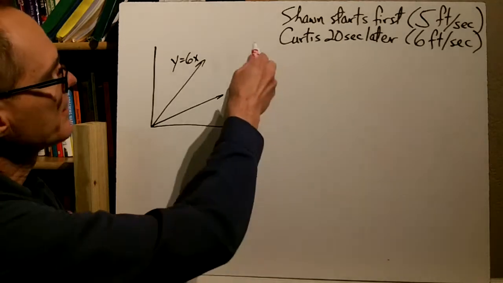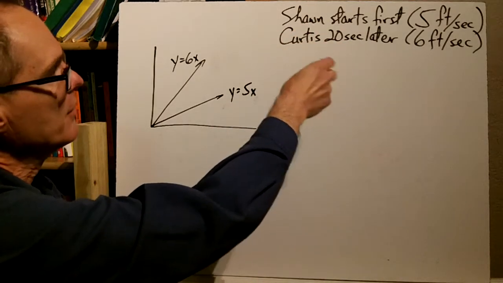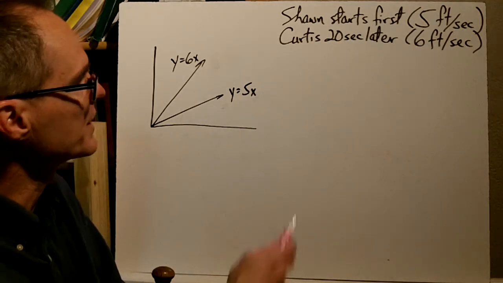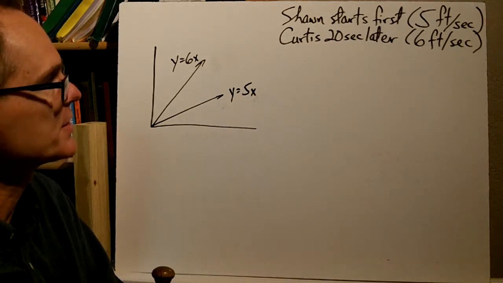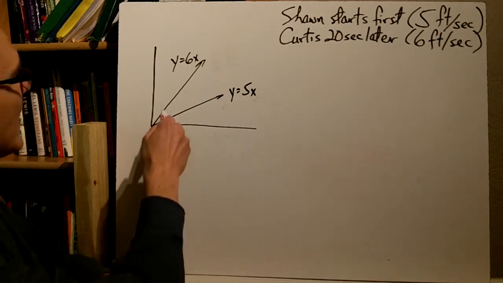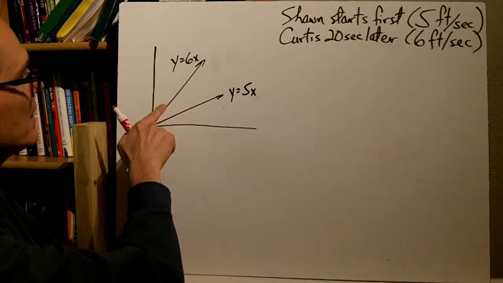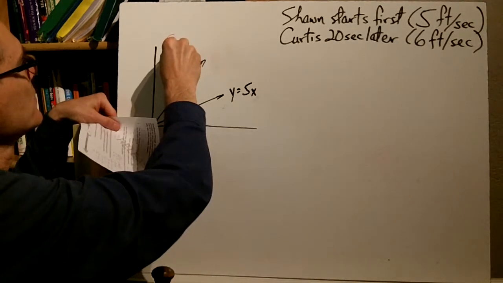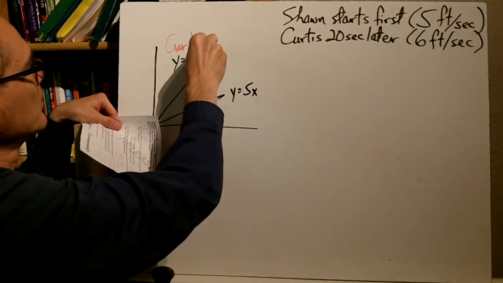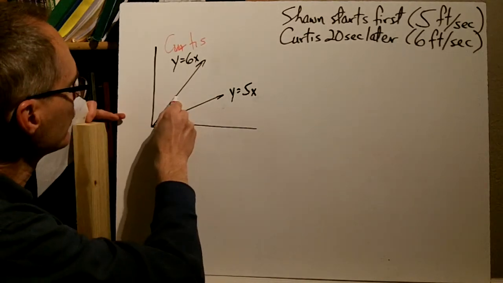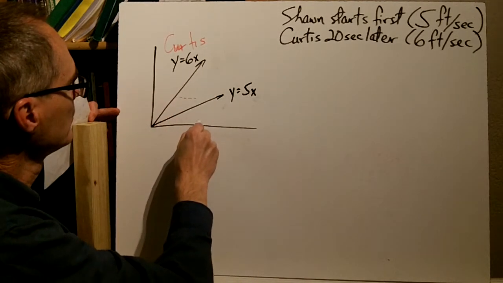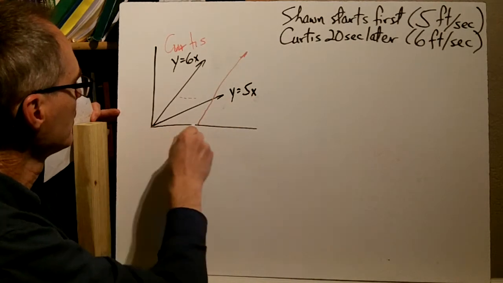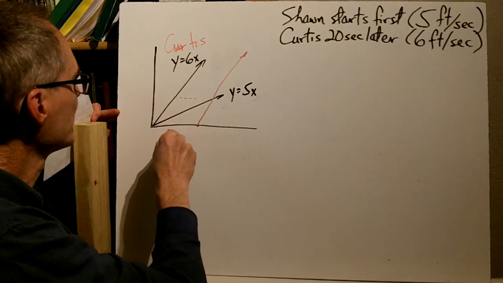So here are the important pieces of my problem. Sean starts walking first. He's going at 5 feet per second. Curtis starts 20 seconds later at 6 feet per second. And I would like to take Curtis's equation, Curtis's graph, and move it over. I want to keep the same slope, but I want to move it over by 20 seconds.